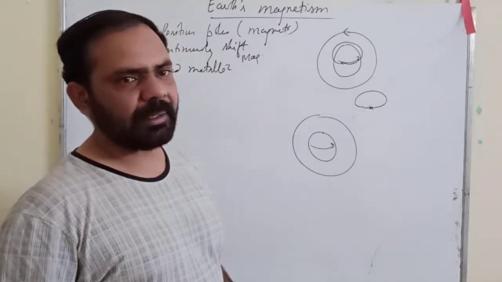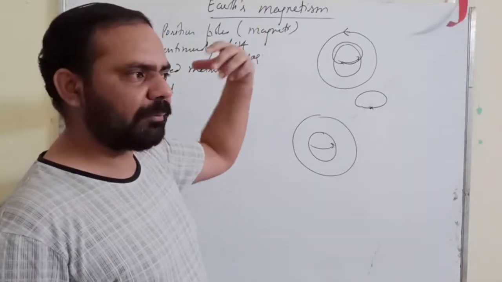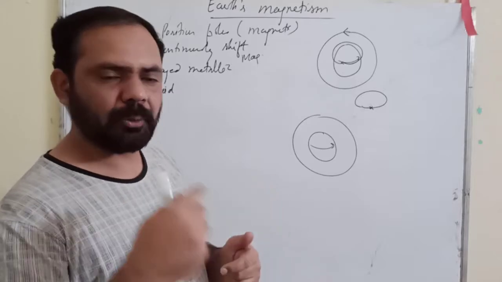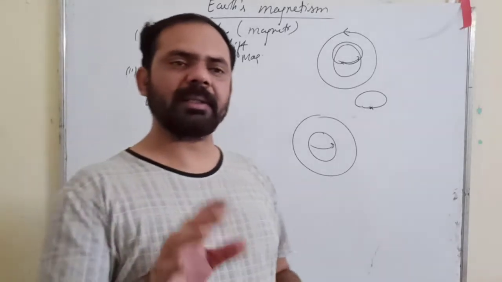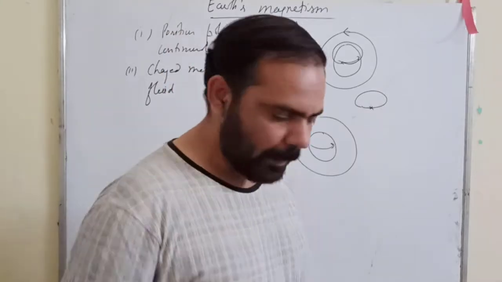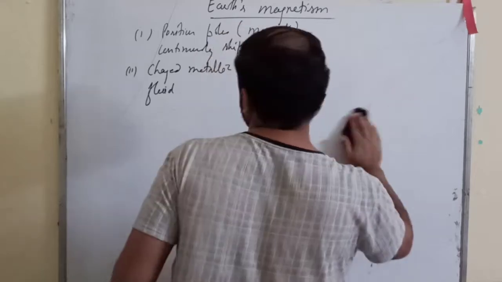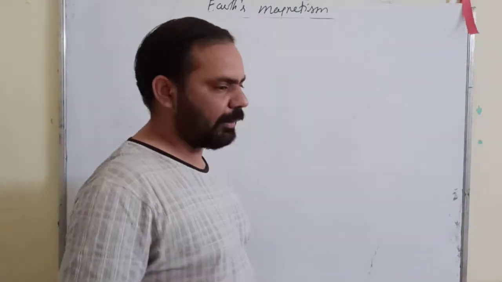So one thing we can say is that the property of magnetism acquired by Earth is because of its rotation on its axis. So the reason for Earth's magnetic field is its rotation. Okay, so this was the reason for Earth's magnetic field, right?